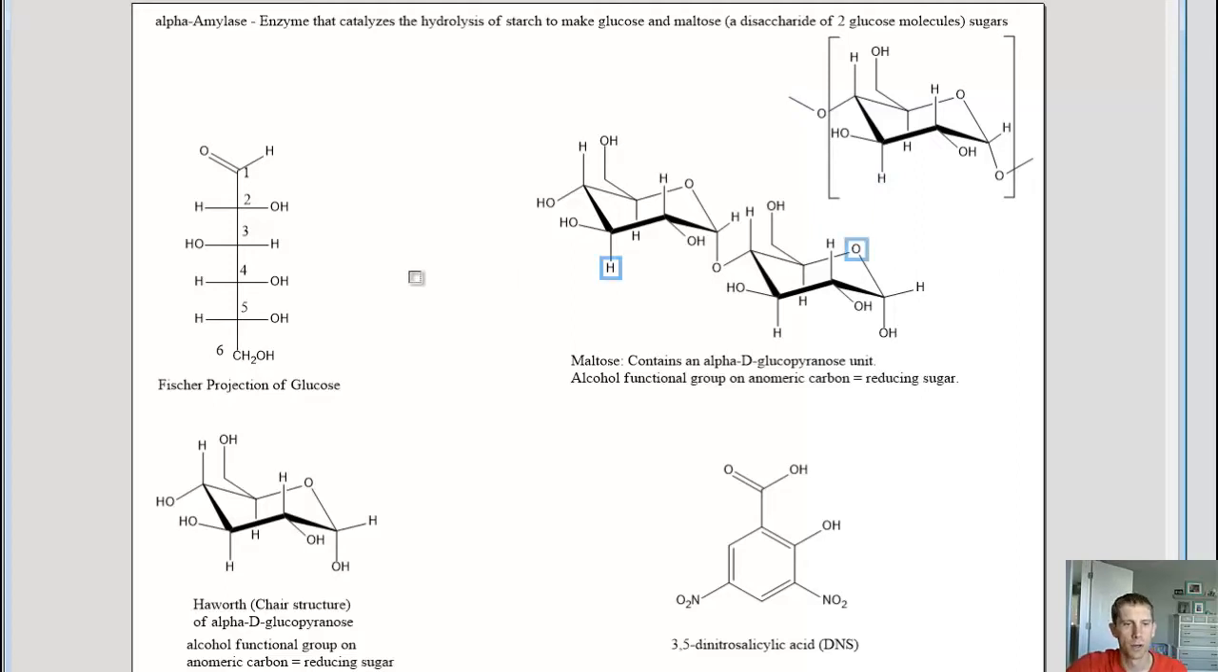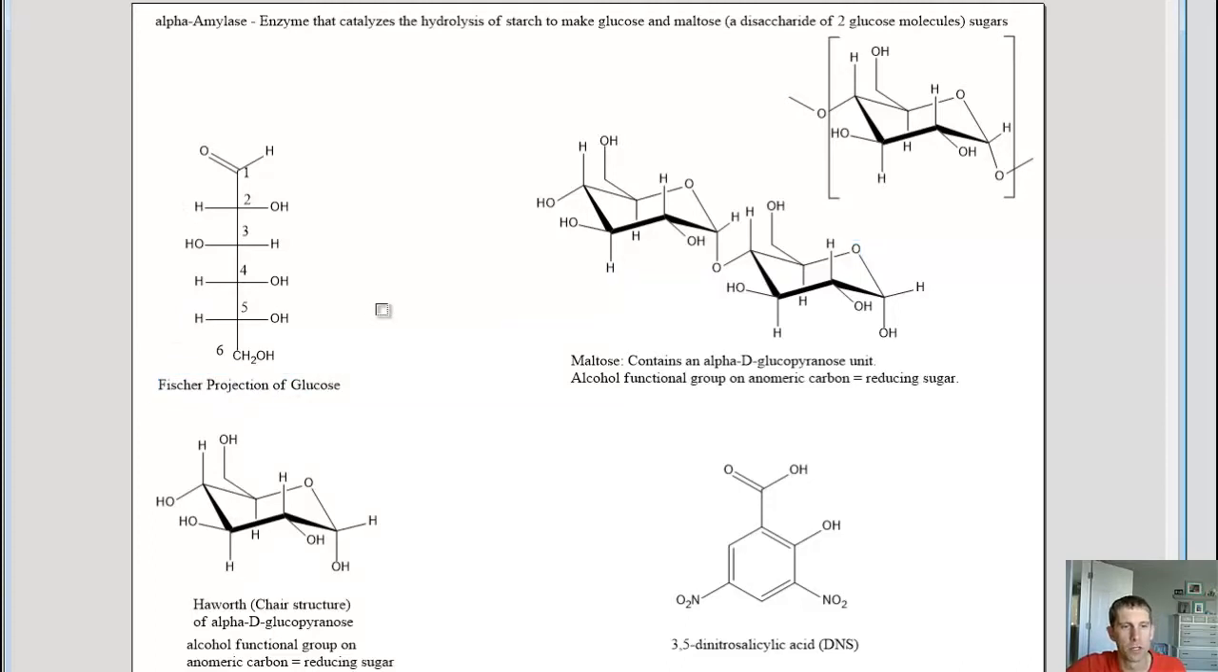So let's look at glucose in a little bit more detail. In the biochem class, you have seen Fischer projections and Haworth projections of glucose. So let's look at that in a little bit more detail so we have a better understanding of what these two represent. The Fischer projection of glucose is the open ring form. It's actually not a ring structure.